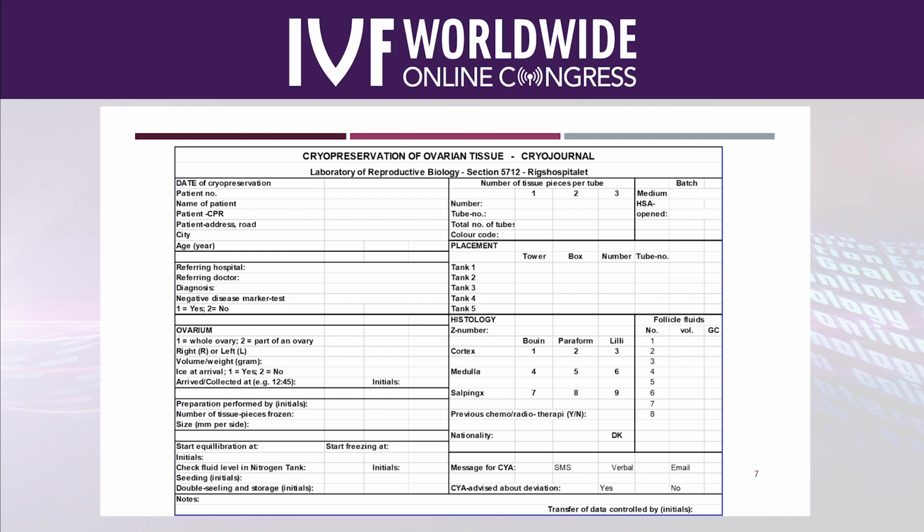For the preparation, we always note who prepared the tissue, and the number of pieces and their sizes. The bottom part is where we note when we start the freezing. That's the first equilibration step, which is 30 minutes. Again we put in the initials of the people responsible. There's also the sealing and double sealing in the end, which we'll talk about later. We also put in how many tubes and how many pieces, the batch number for the medium, and the localization, where we put the samples afterwards.